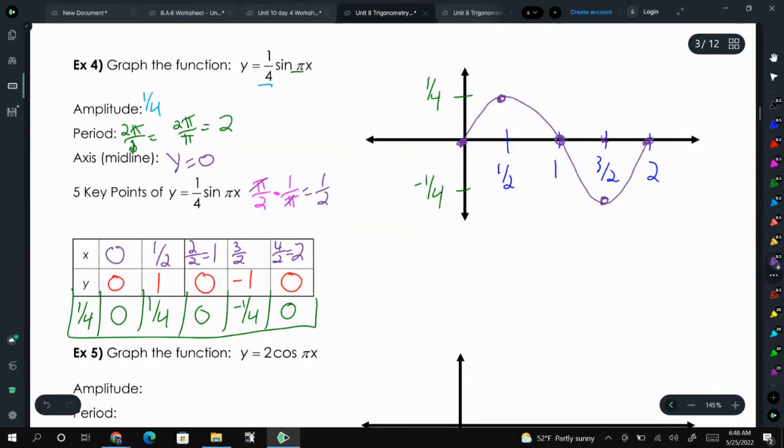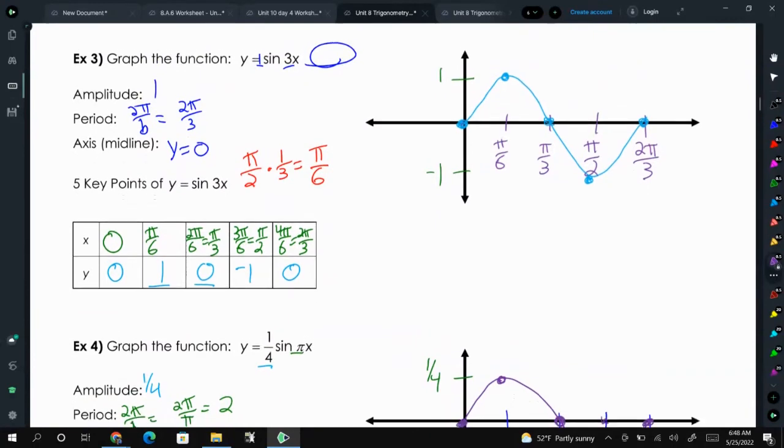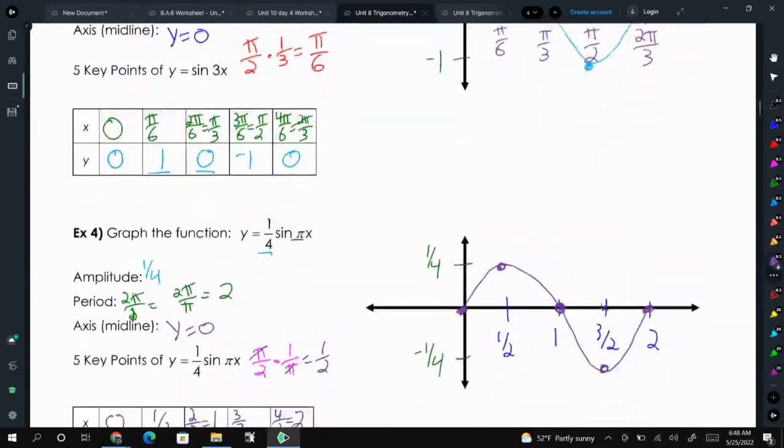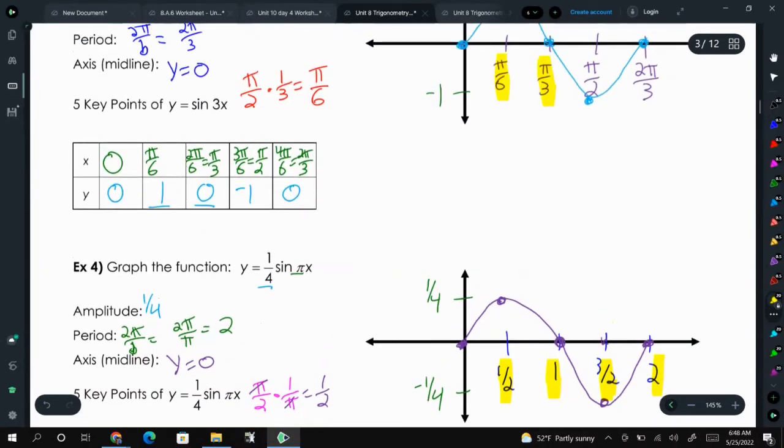Now, it's important to note that if we kept going, the sine graph would go forever in both directions, but we're only graphing one cycle or one period. That's all we're doing right now. And like I was saying, these two graphs look exactly the same, but it's the scale that's different. We went up by 1/2 here, where up here we went up by pi over 6.